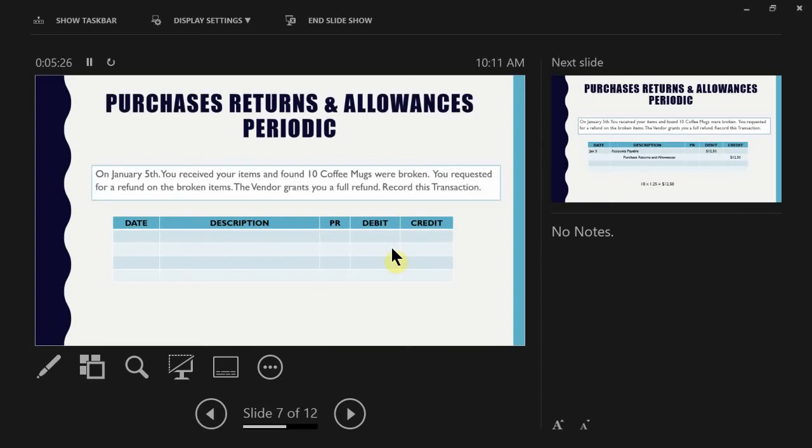Now, here's scenario number 1. Once you received the items on January 5th, you found that 10 of those coffee mugs were broken. Okay? You request a full refund on the broken items, and the vendor grants you a full refund. So, how do we record this transaction? Okay, you've already made the purchase of the items, but now we are essentially returning the items, or getting a full refund for it. So for sure, accounts payable, good. What else?